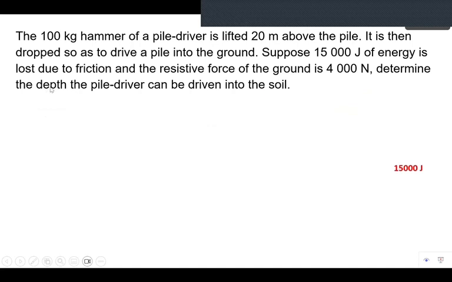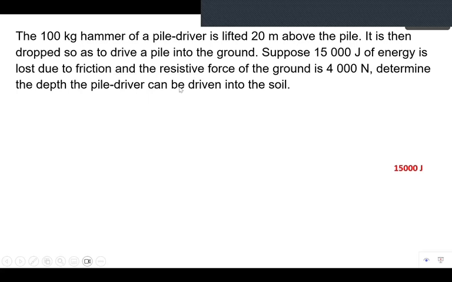Next, we have a 100 kg hammer of a pile driver lifted 20 meters above the pile. It is then dropped so as to drive a pile into the ground. Suppose that 15,000 joules of energy is lost due to friction and the resistive force of the ground is 4,000 newtons. Determine the depth that the pile driver can be driven into the soil.